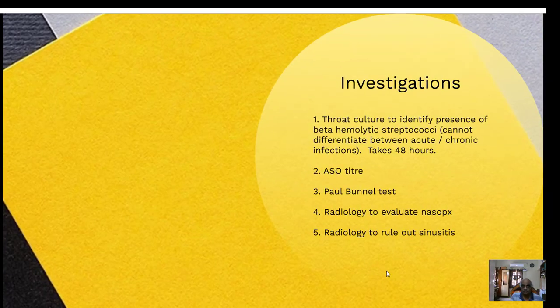Let us come to the investigation of the patients with inflammation in Waldeyer's ring. We can do a throat culture to look out for the presence of beta hemolytic streptococcus. But the main problem is it takes nearly 48 hours for the result to reach your hands. And this test, ironically, cannot differentiate acute from chronic infections.